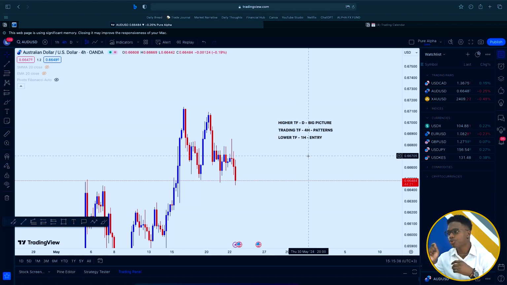Now you don't necessarily have to have the daily, 4 hour and 1 hour. Maybe you're a short-term scalper, short-term trader. Those are the 3 main time frames you should focus on. For example, if you have the 4 hour as your higher time frame, then have the 1 hour as the trading time frame and the 15 minutes as the lower time frame.